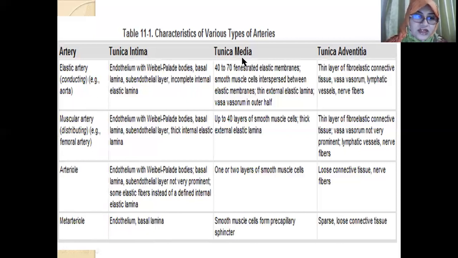And in case of tunica media, in elastic artery, it contains 40 to 70 fenestrated elastic membranes and smooth muscle cells interspersed between elastic membranes, and a thin external elastic lamina is present and vasa vasorum is also present in the outer half. In case of muscular artery, up to 40 layers of smooth muscle cells are present and a thick external elastic lamina is present. In case of arteriole, 1 or 2 layers of smooth muscle cells are present. In case of metarteriole, smooth muscle cells form pre-capillary sphincter.